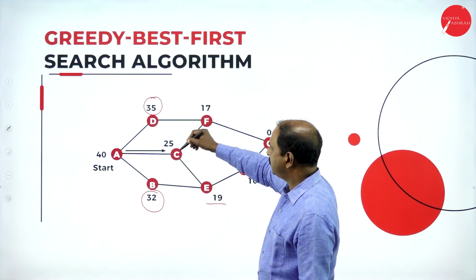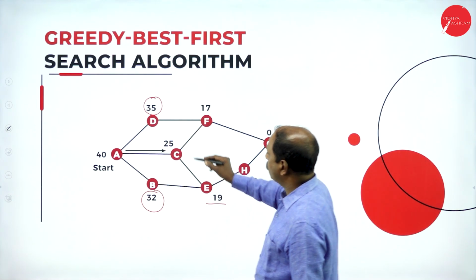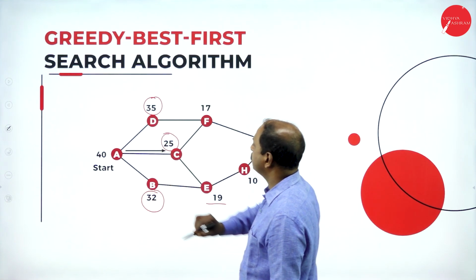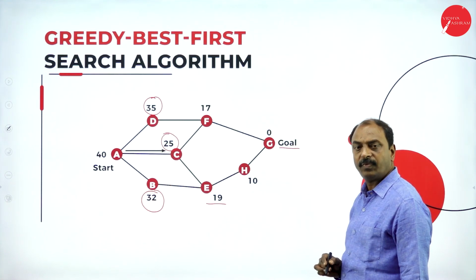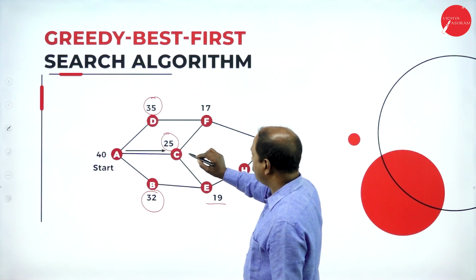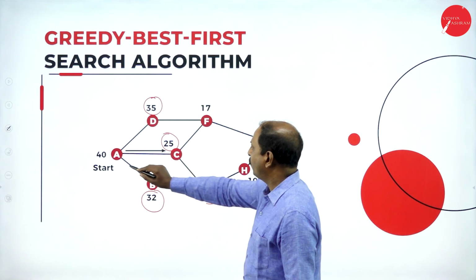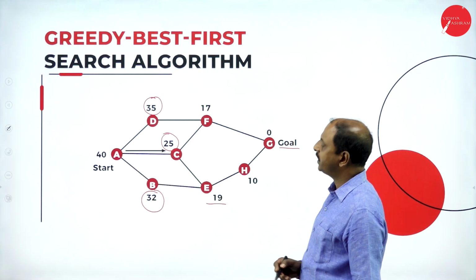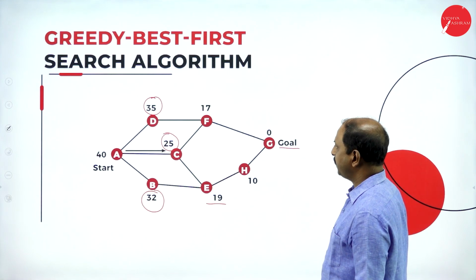So out of these three heuristic values, 25 is the smallest. It is the lowest cost value. So it is going to take this path. So A to C is the first path. Now let us see the explanation of this.